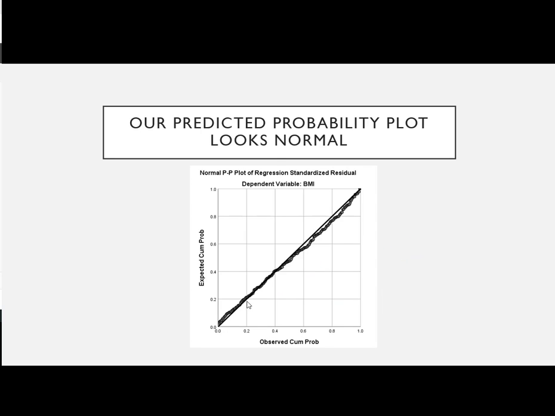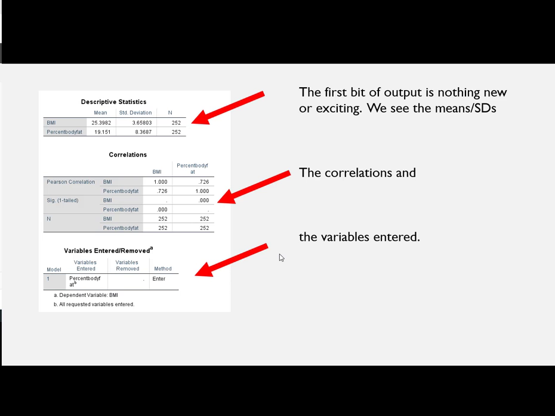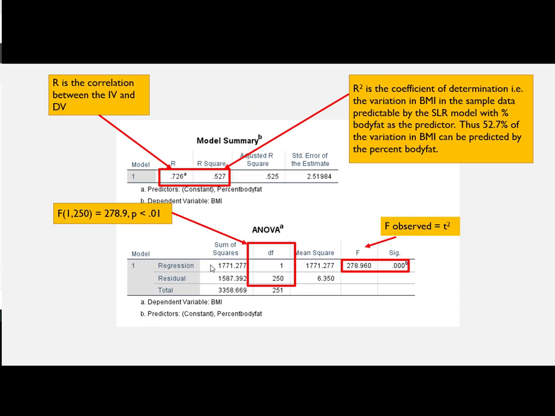This is the QQ plot, or our PP plot. And we just want all these data points to hug the line, and we're just going to say, you know what, that looks pretty normal, and we're going to go. So the first bit of output's nothing new or exciting. We see the means and standard deviations, we know that. It gives us correlations, and it gives us the variables that we entered. Dependent variable is BMI, and our independent variable is the percent body fat.